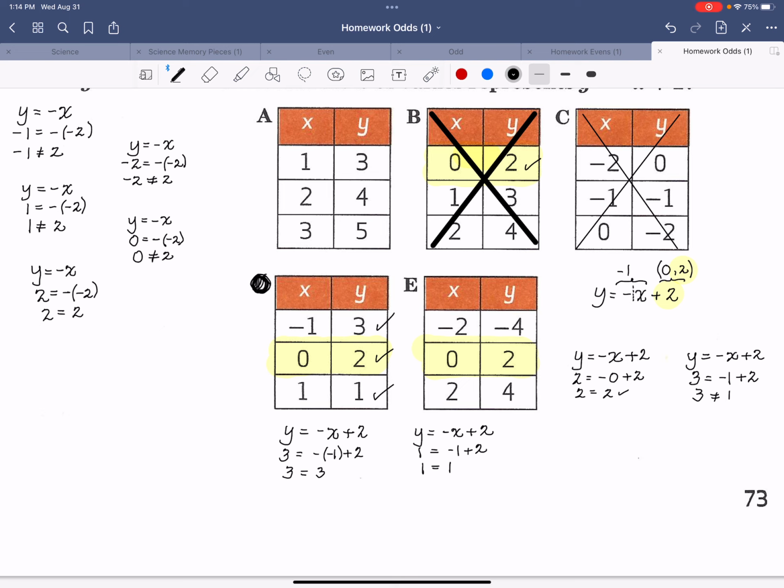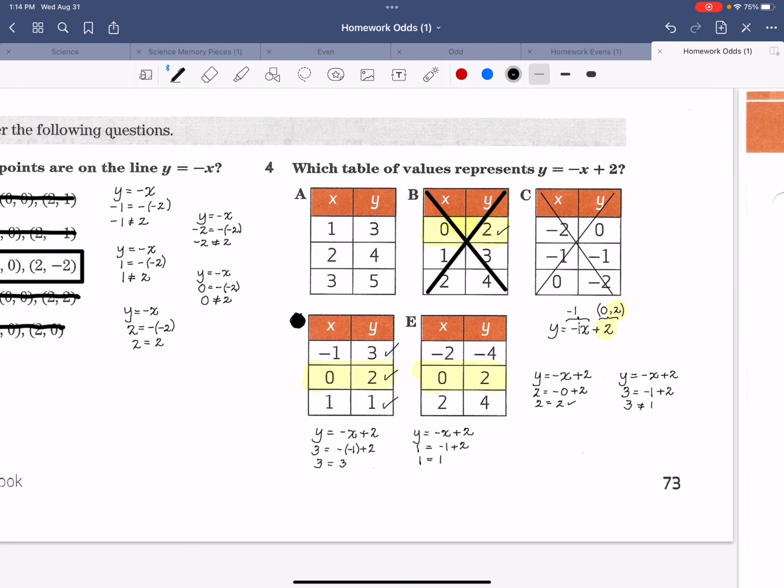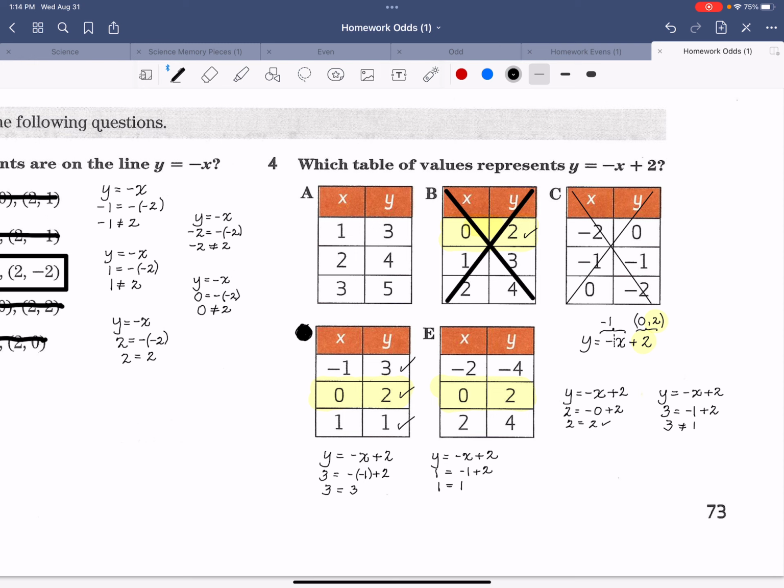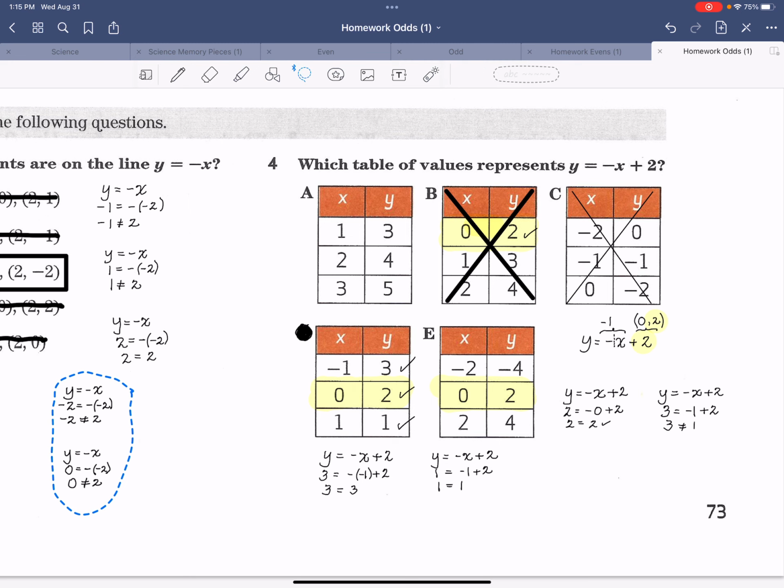You can check E if you want to, but since there's only one possibility for this answer, which table, singular, once you find it, I would stop on this one because it's just a lot of work. But if you want to check it, you certainly can. It's good practice if you feel like you need more practice.